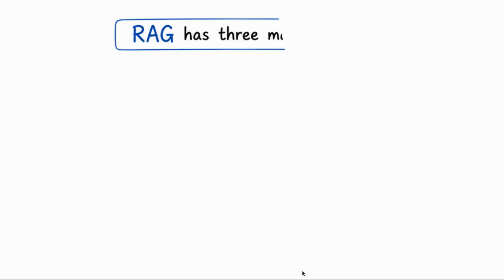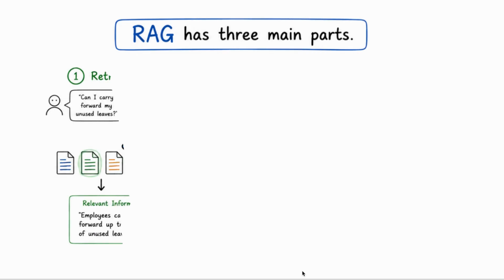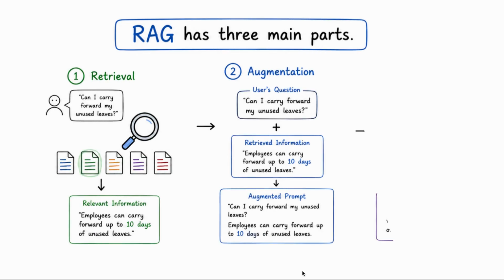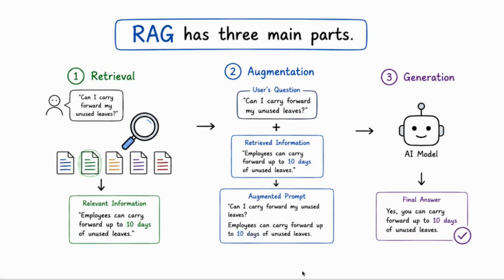RAG has three main parts: retrieval, augmentation, generation. Retrieval means find the relevant information. Augmentation means add that information to the user's question. Generation means ask the AI to generate the final answer using that context.